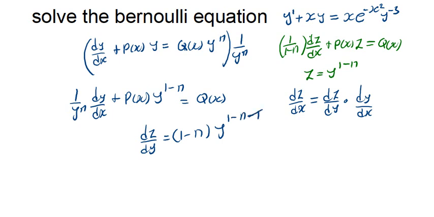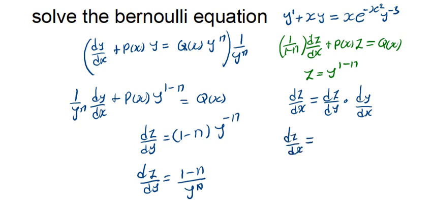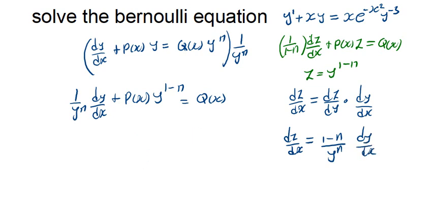And one thing that you observe is that this can cancel and that one can cancel there, hence you just have minus n, like that. And you can simplify it by saying your dz dy will be equal to 1 minus n divided by y to the n. I want to get rid of the negative there. Okay, so I can bring it here and say my dz dx will be equal to my dz dy, which I found to be 1 minus n over y to the n, times dy dx. And all we have to do is just make this dy dx the subject of the formula.